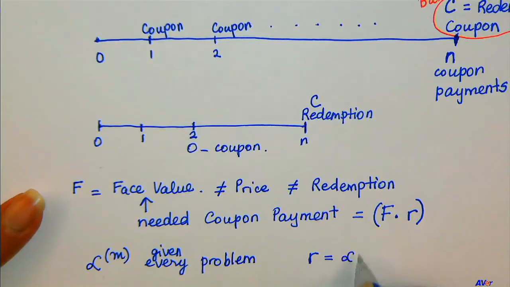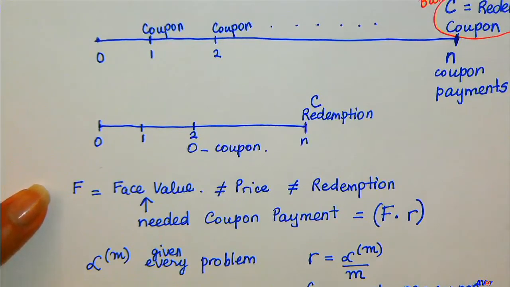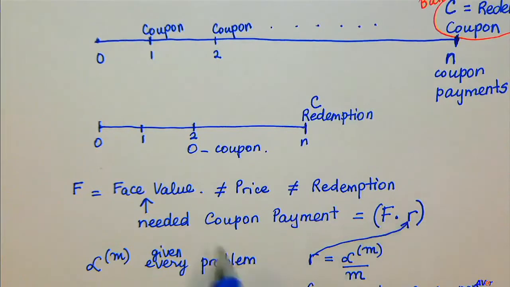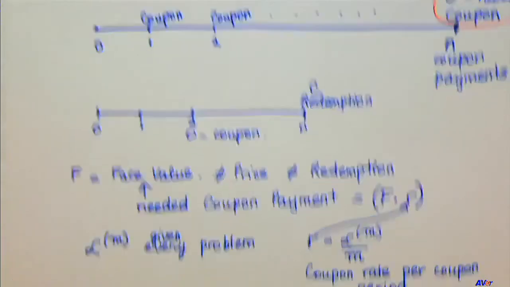Your job is to do this. R equals alpha M over M. So this is the coupon rate per coupon period. So they might say something like, the coupon rate is 6% convertible 4 times a year. So that's not going to help you because you want to figure out the coupon payment, and the coupons are happening 4 times a year, so you want that 3-month rate. And you will do that by taking alpha 4 divided by 4. So that's what I mean by this. And then you take that R and you put it in here and multiply it by F to get the amount of each coupon, which you see up here. Are you following me?